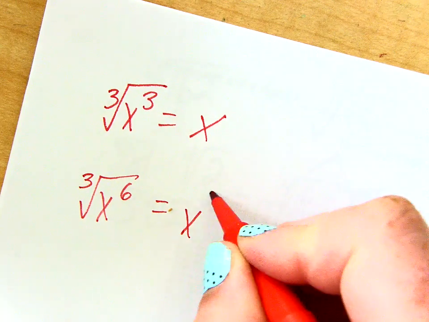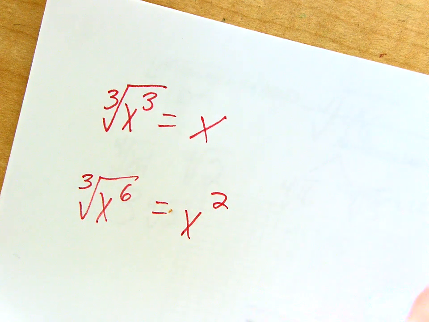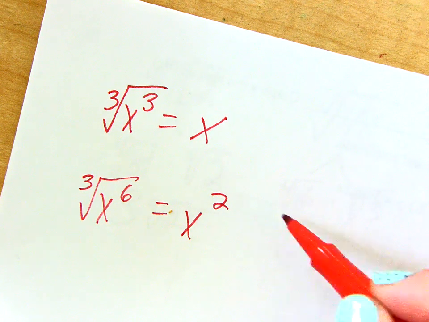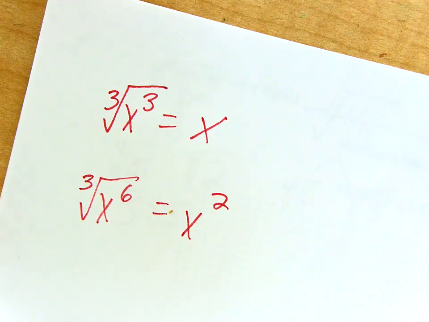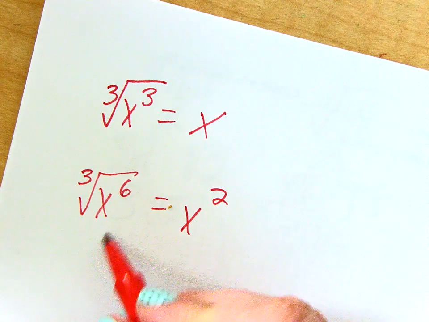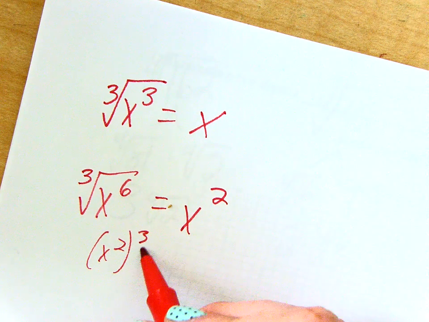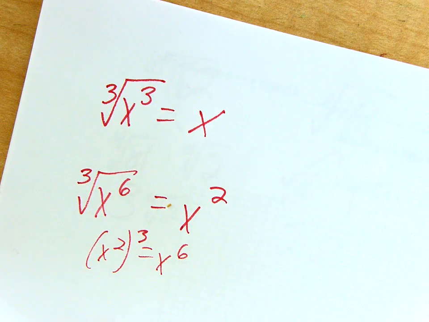X squared, right? X squared times x squared times x squared. Aren't you just adding those exponents? So we get 2 plus 2 plus 2. Yeah. Or I could do x squared to the 3rd power. It still gets me x to the 6th, however you do it.